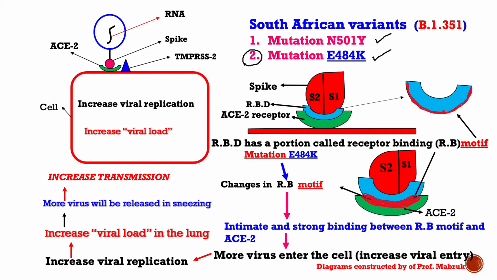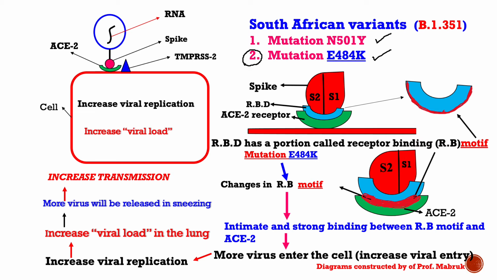So, what is the result of the E484K mutation in the gene that codes for the spike protein of the coronavirus COVID-19? The E484K mutation in the South African variant results in what we call changes in the receptor binding domain motif. What does that mean?